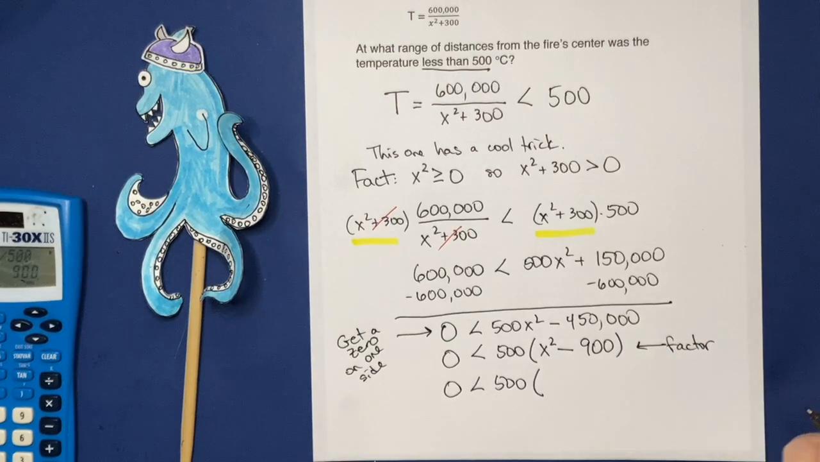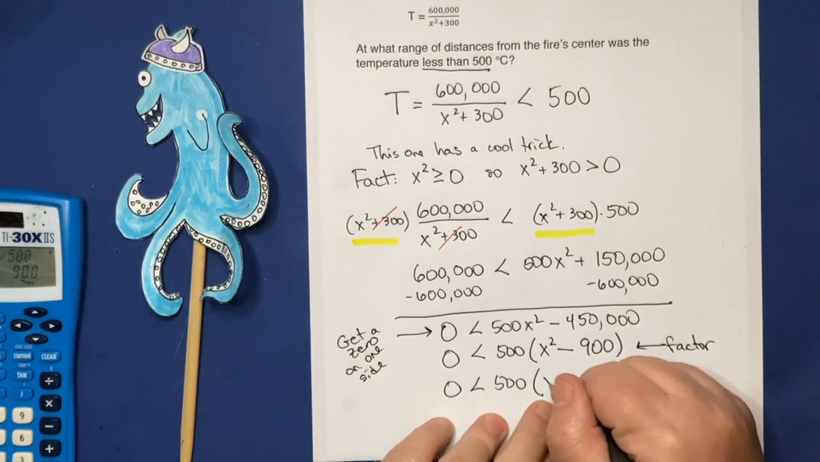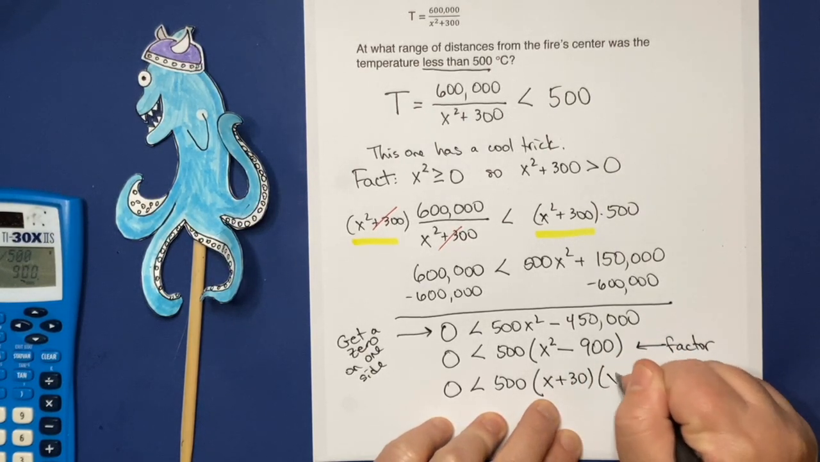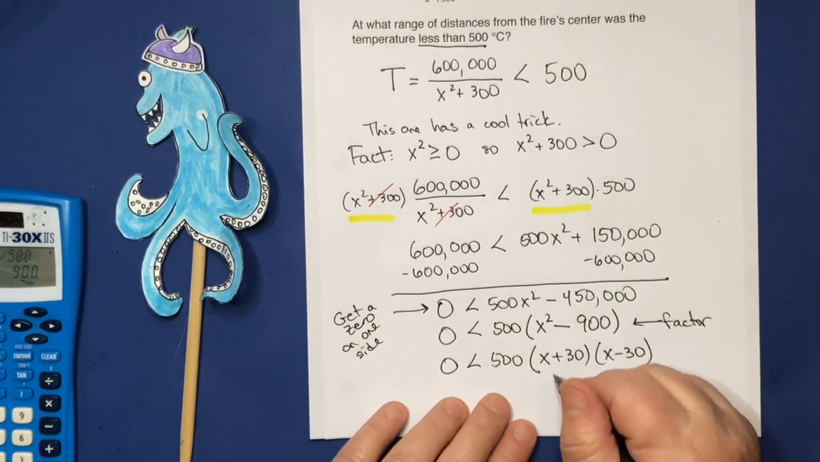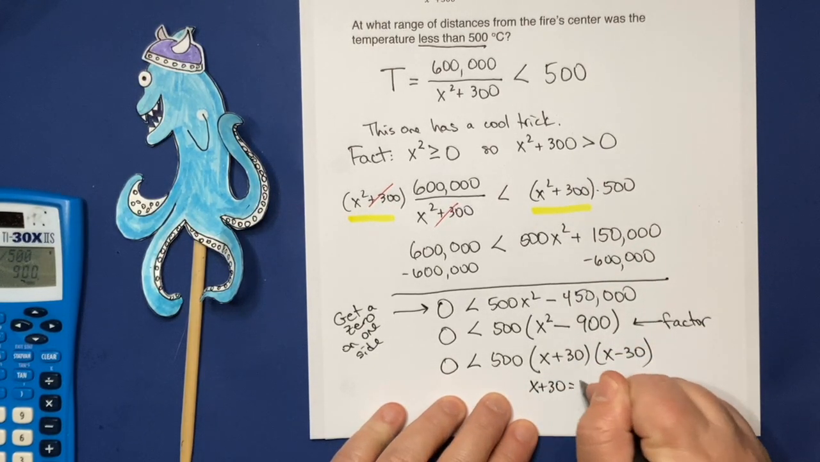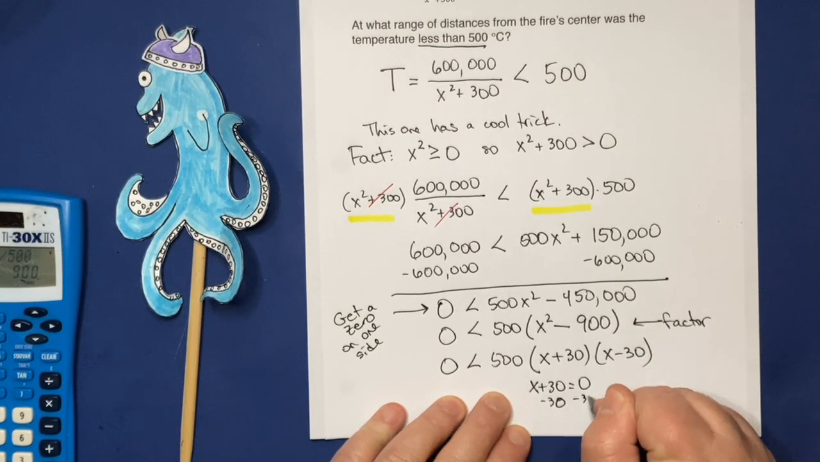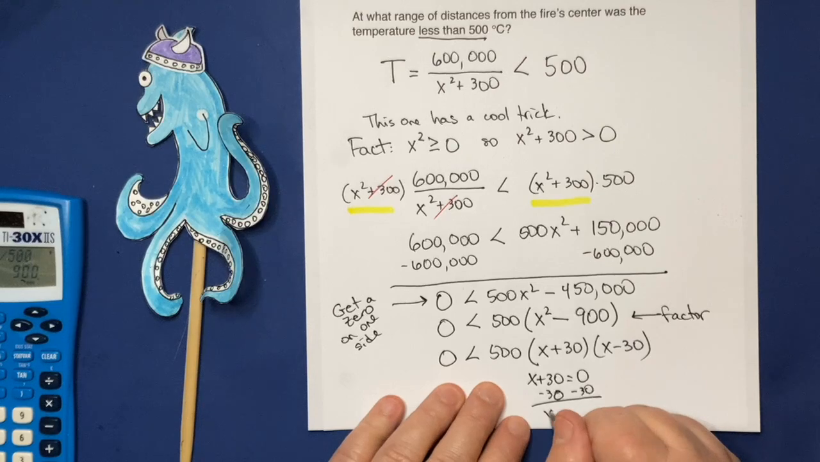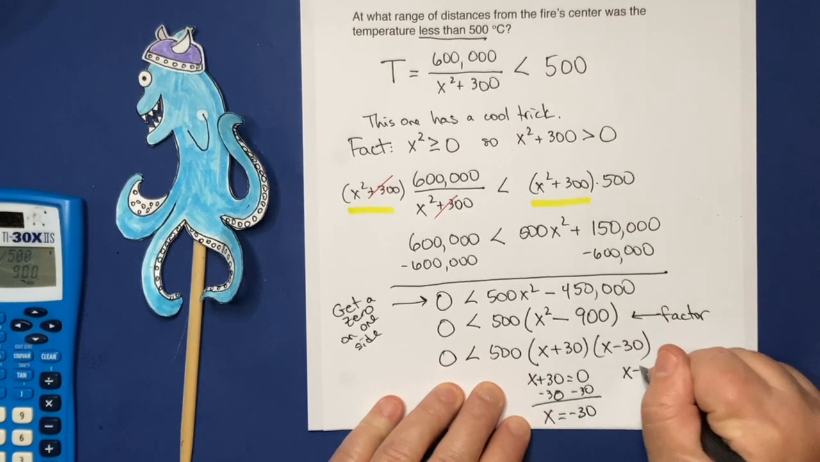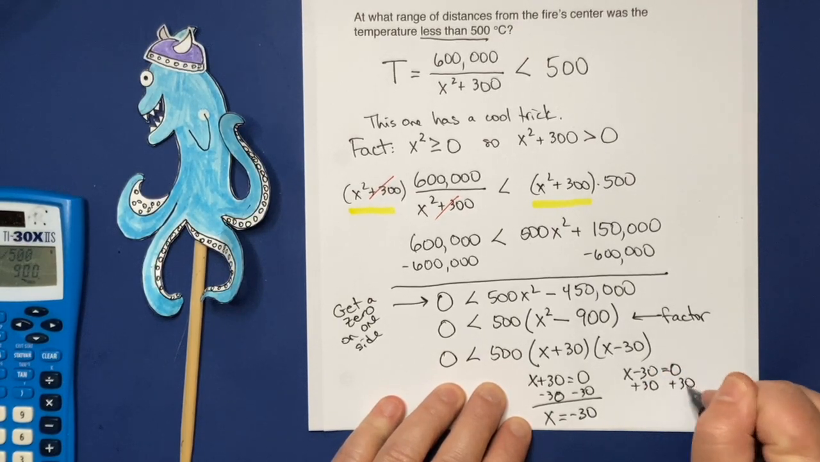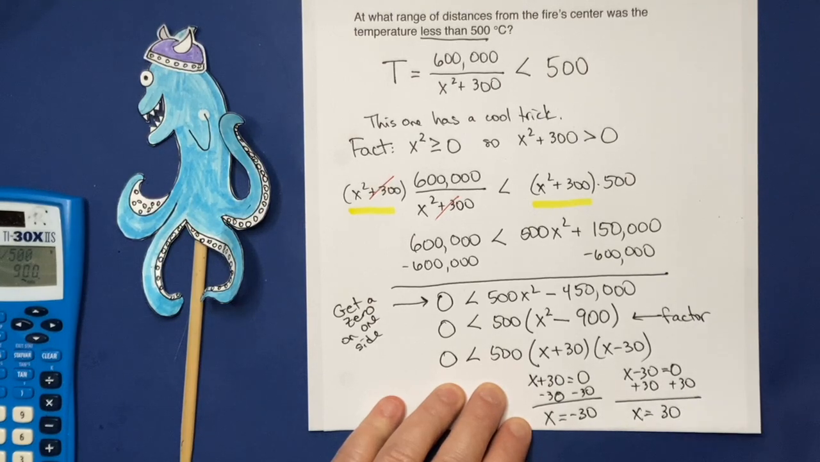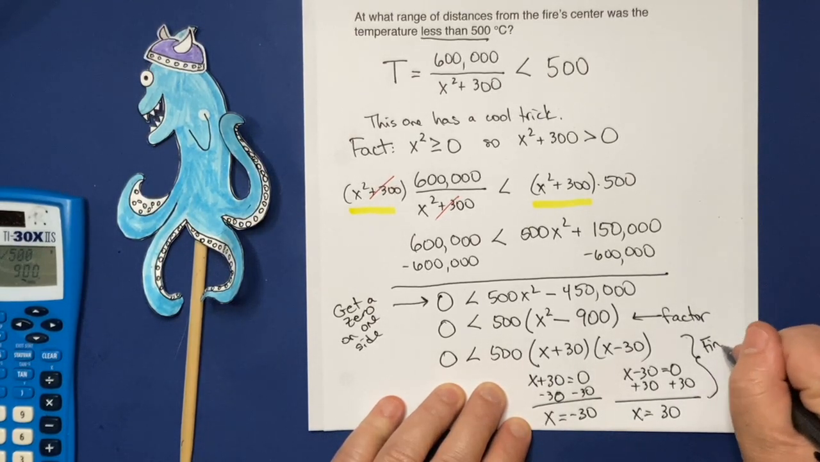500, and then x squared minus 900, turns out that that's a difference of two squares. I get x plus 30, x minus 30. And then I've got a couple of zeros here. What are my zeros? Well, this x plus 30 equals 0 when x, can you see this? Yes. X equals negative 30. And x minus 30 equals 0 when x equals positive 30. This is finding the zeros.